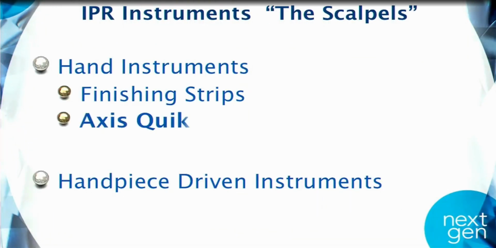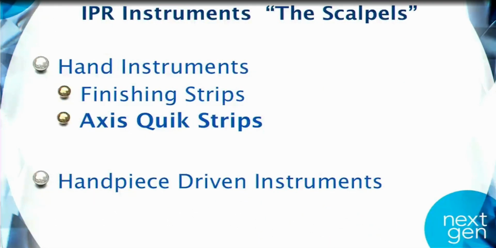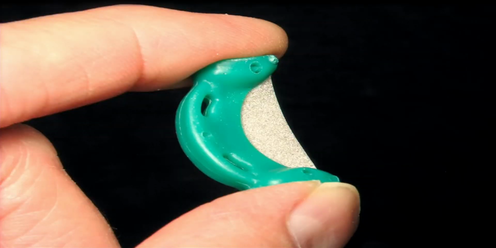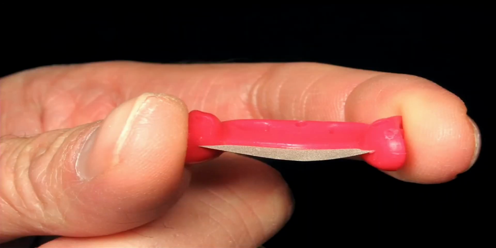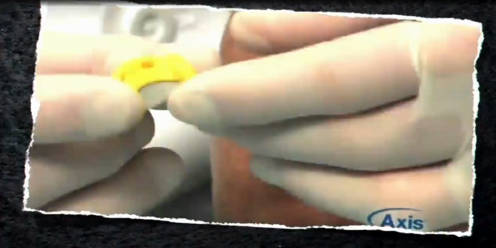The second thing I want to mention is the Axis Quick Strips, which are really nice. They're sold by Axis, and they're little handheld ones, and lots of people like these a lot. They've got a curvature to them, so they've got a little bit of anatomy to it. They come in different grits, so you can go from light to medium to coarse to extra coarse to medium to light.